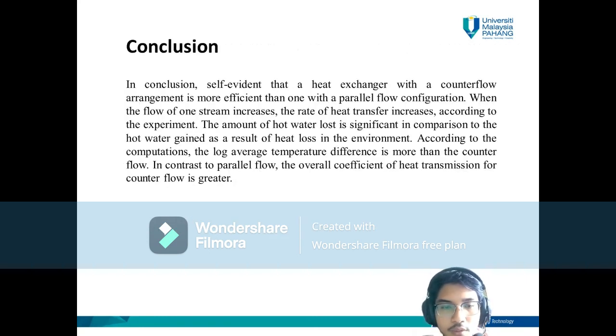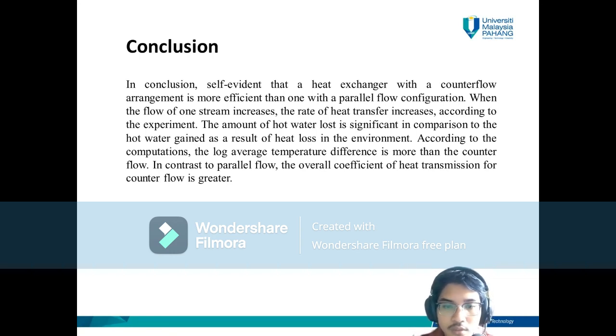Okay, for the conclusion, it is self-evident that a heat exchanger with a counterflow arrangement is more efficient than one with a parallel flow configuration. When the flow of one stream increases, the rate of heat transfer increases. According to the experiment, the amount of hot water loss is significant in comparison to the hot water gain as a result of heat loss to the environment.